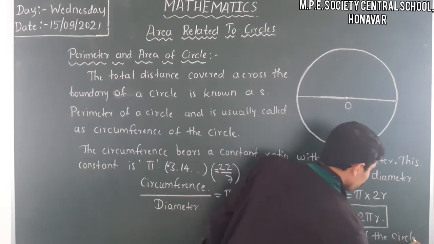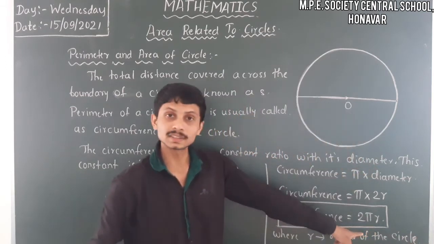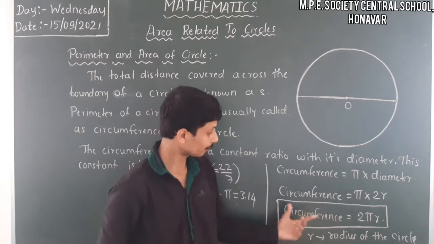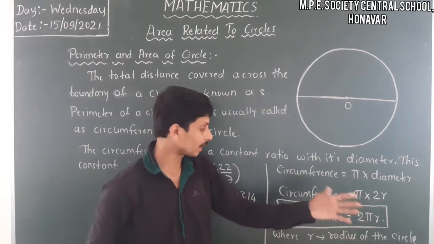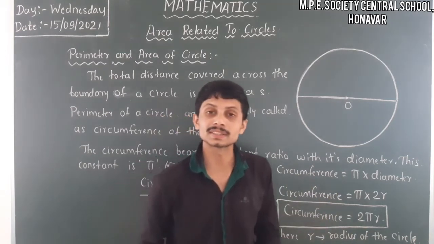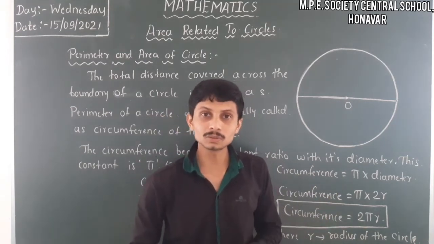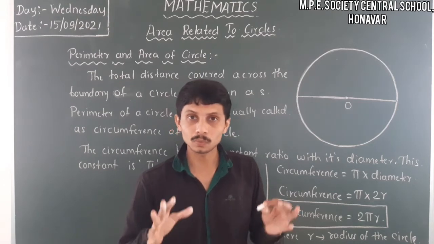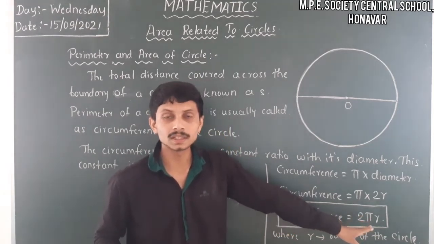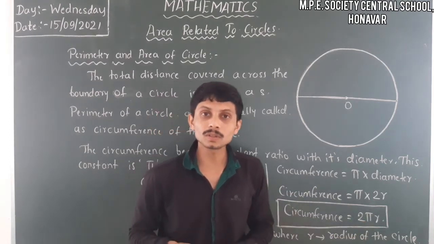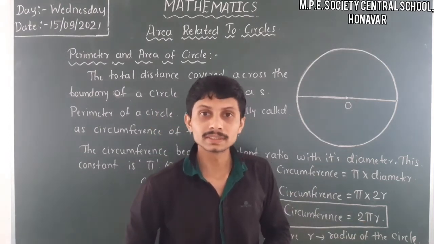That means when you know the radius of any circle, you can find the circumference using 2 pi r. The value of 2 pi r is nothing but the circumference of that circle. So I hope you understood how we got the formula to find the circumference of the circle. So let us now learn about the area of the circle.